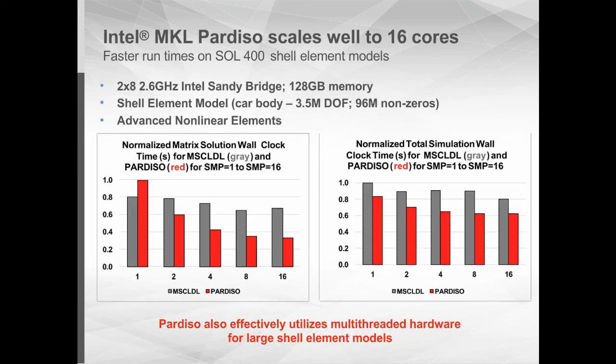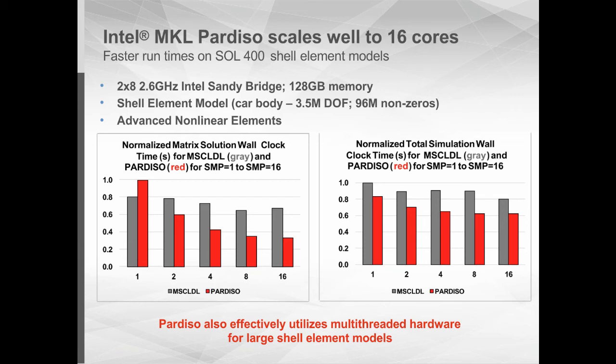The next example is another one from a customer in the auto industry. This is 3.5 million degrees of freedom, and it is a shell element model of a car body. We're using the same machine as previously, but here we're using advanced nonlinear elements, which are a little bit more expensive. And so again, by Amdahl's law, the factorization time isn't as dominant.